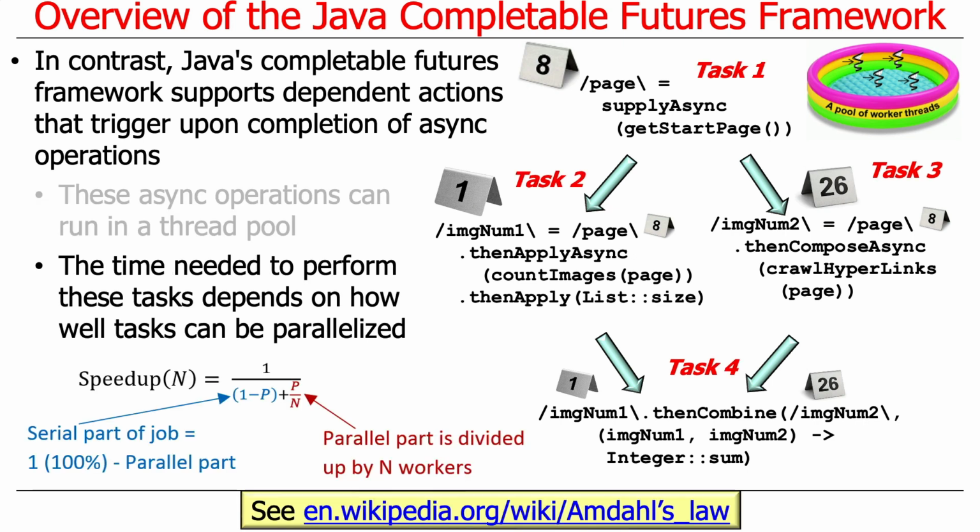And the time needed to perform these tasks depends on how well the tasks can be parallelized. This is basically something that's known as Amdahl's law. And Amdahl's law is just a fancy way of saying that you can only get a win from parallelism to the extent that you have things that run in parallel. And if a lot of your program is going to be sequential, then throwing a lot of parallelism at the problem isn't going to make things much better.